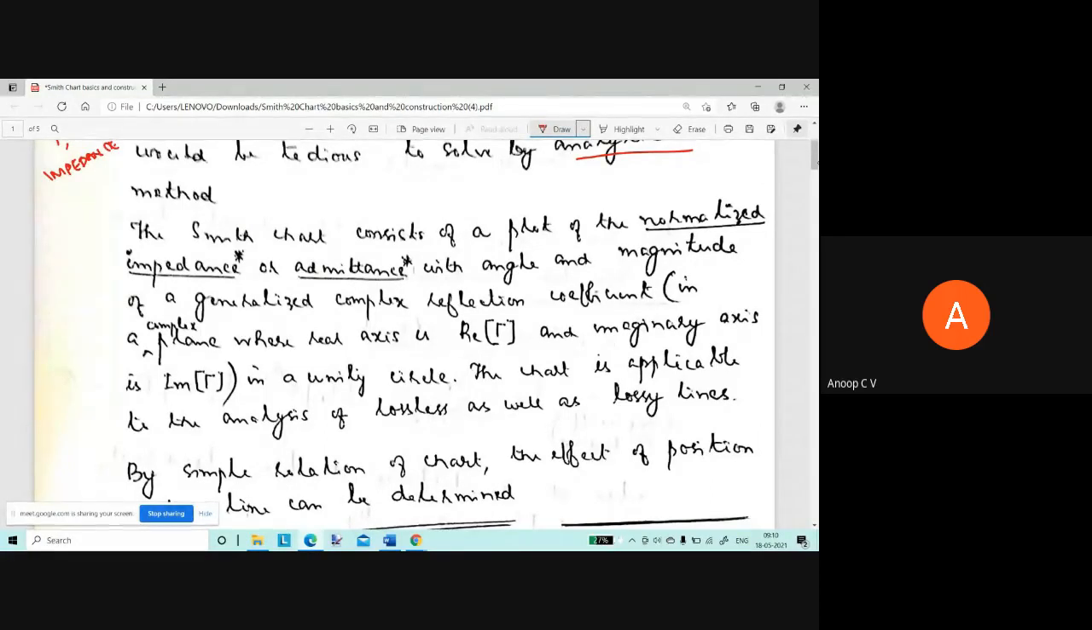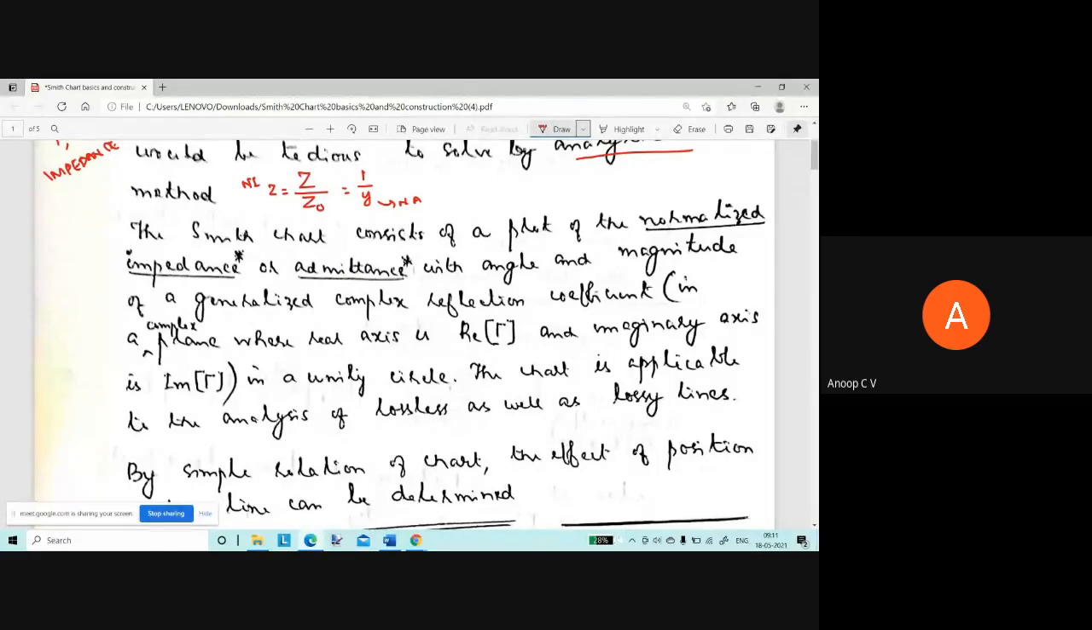We have seen the normalized impedance, small z, which is equal to line impedance divided by Z naught. This will be equal to 1 by y. So this is the normalized impedance, and this y is the normalized admittance. So it's actually the plot of normalized impedance or admittance, and we can use it as a normalized impedance chart or admittance chart.